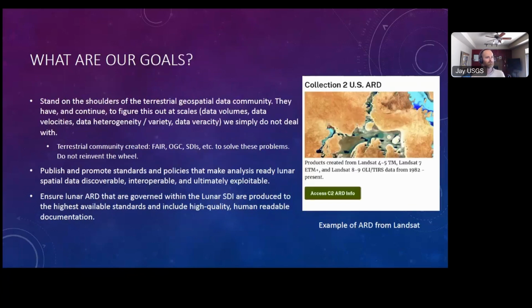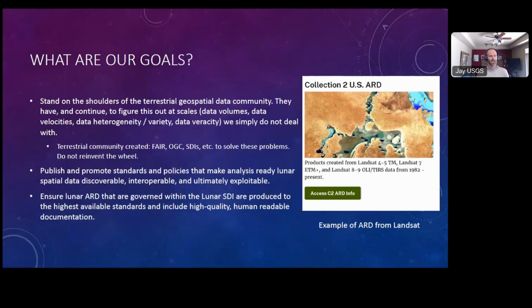Next slide, please. Goals: we want to stand on the shoulders of the terrestrial geospatial community. In many ways, they have figured out how to deal with vast quantities of data, different scales, different veracity, different variety, all of the V's. We're building off of the terrestrial community standards, so FAIR, OGC, SDIs. Do no harm, don't reinvent the wheel.